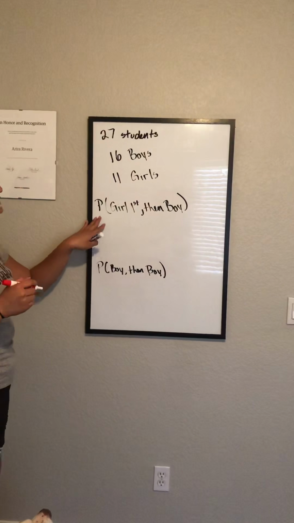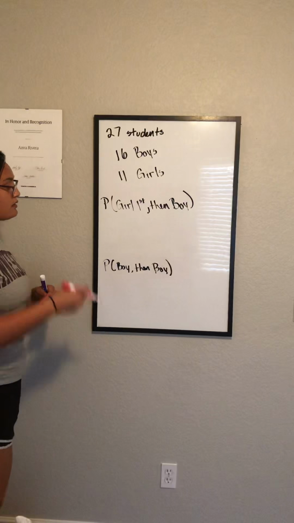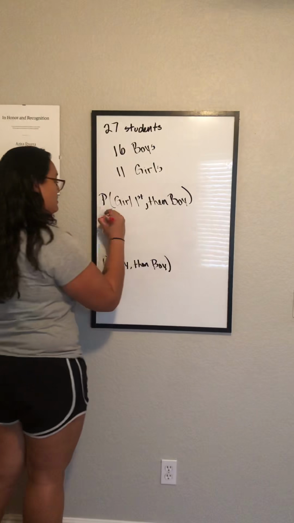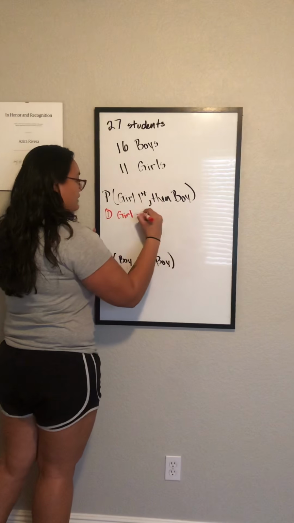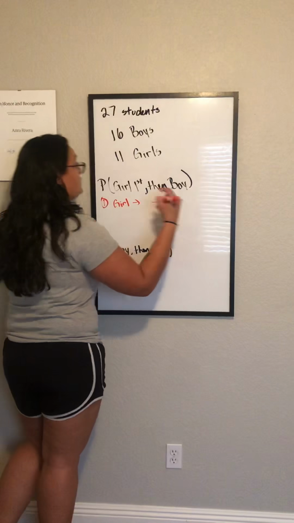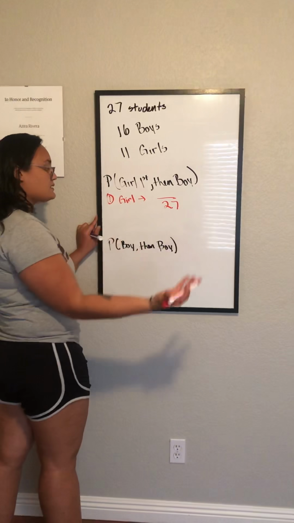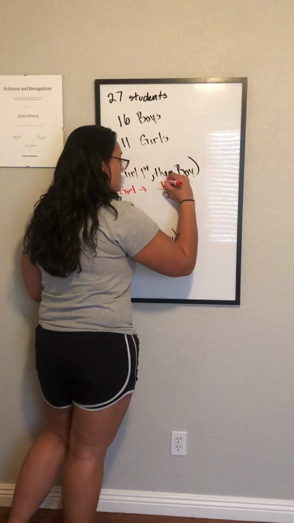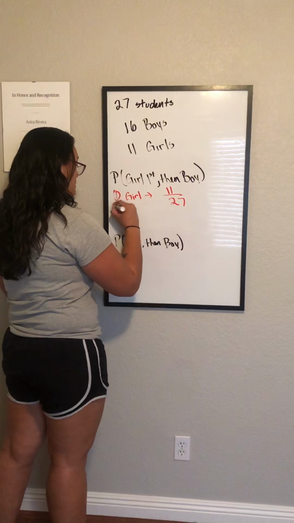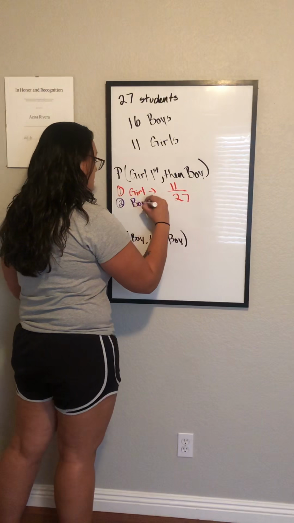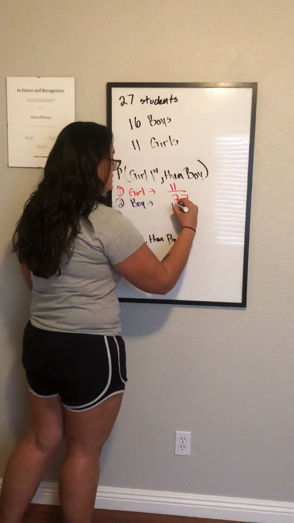The first probability is I want you to find the probability of selecting a girl first and then a boy, all right? So like event 1 would be the probability of getting a girl. I know that if there's 27 total and 11 of them are girls, then the chances of me selecting a girl is going to be 11 out of that 27. My second event is then the probability of selecting a boy. I haven't touched the number of boys, so there's still 16 boys in the classroom.